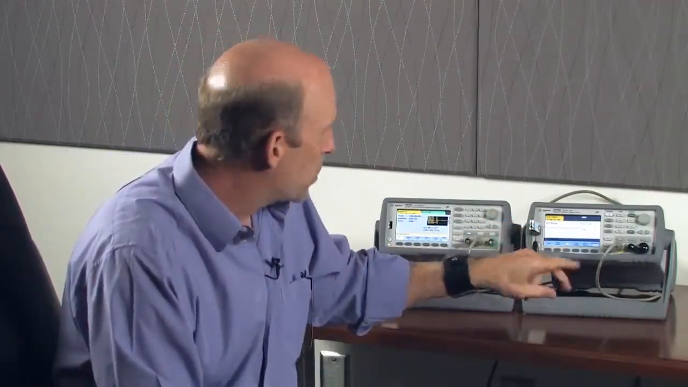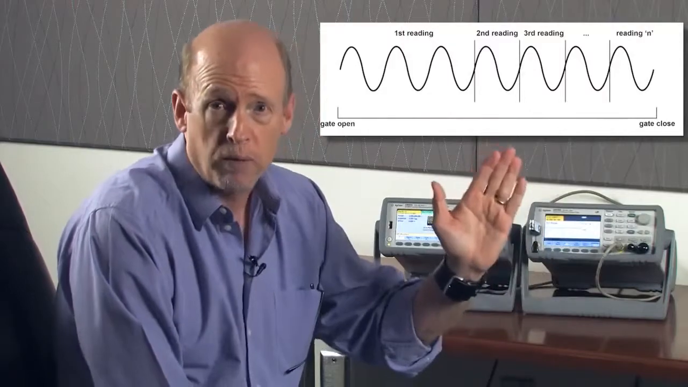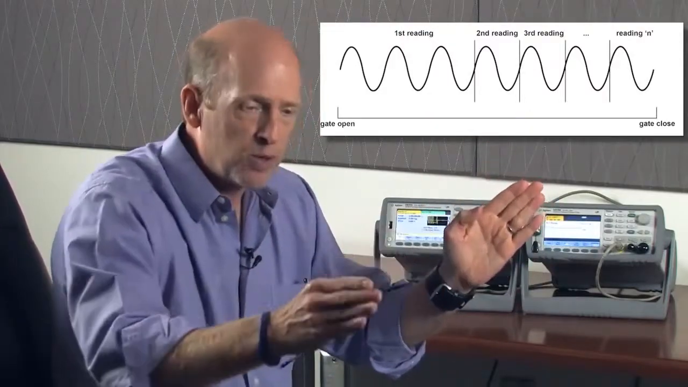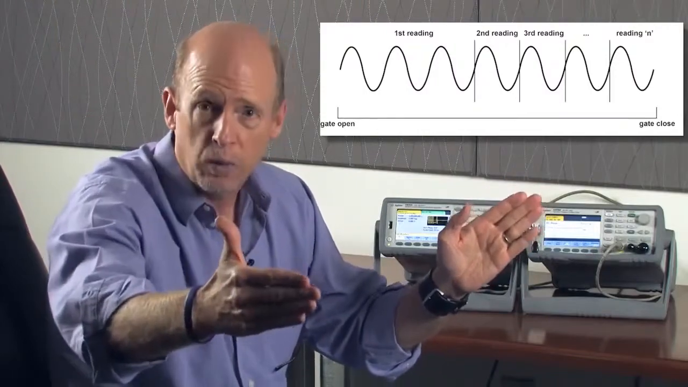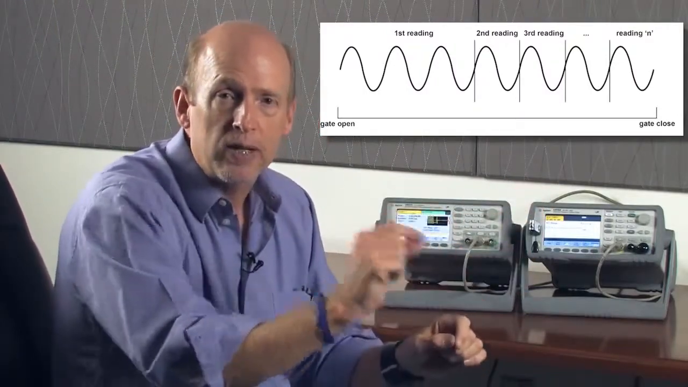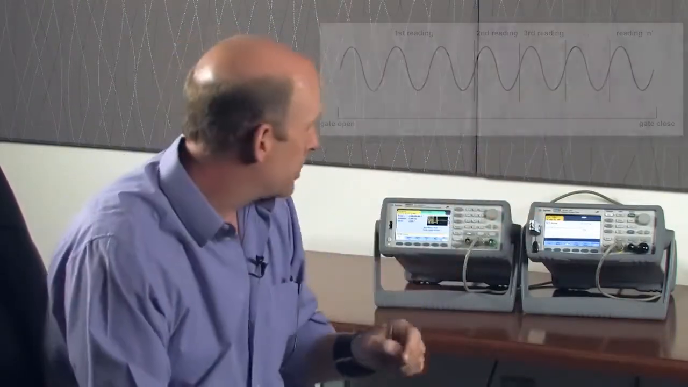In continuous mode, which is the second of the two modes that I'm going to demonstrate, there's a gate open at the very beginning. Once the trigger is received, there is a gate open for the first reading. The gate remains open for each subsequent reading and then closes once all readings are taken. What that does is eliminate the gap between consecutive readings and allows us to measure consecutive input cycles.